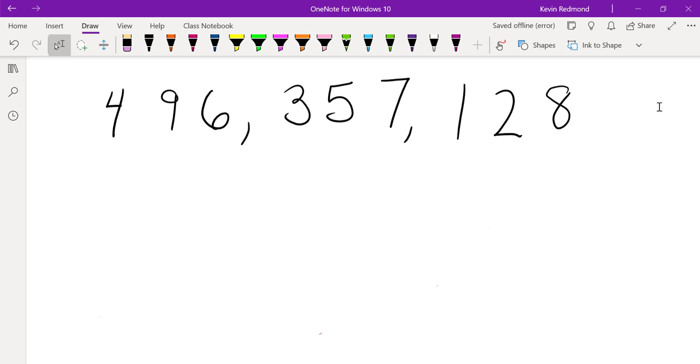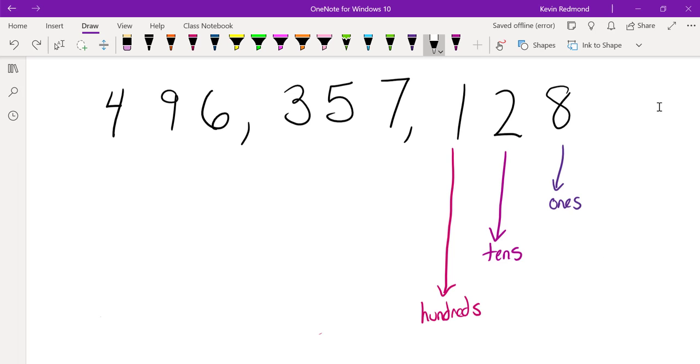So looking at this number again, that number is 496,357,128. When we start talking about place value, typically we want to start over on the right side of the number, so over where the 8 is specifically. That 8 has a place value, what we call the ones place. Next to the ones place, we have what we call the tens place. After that, we have the hundreds place.